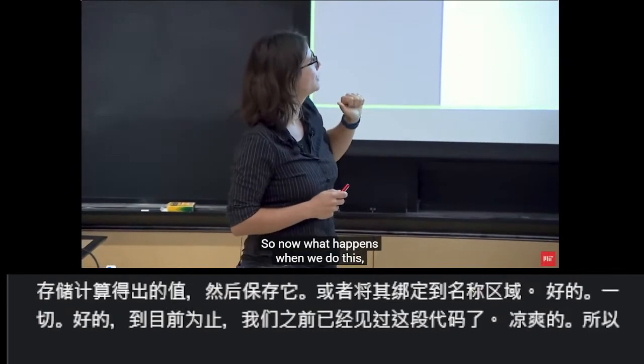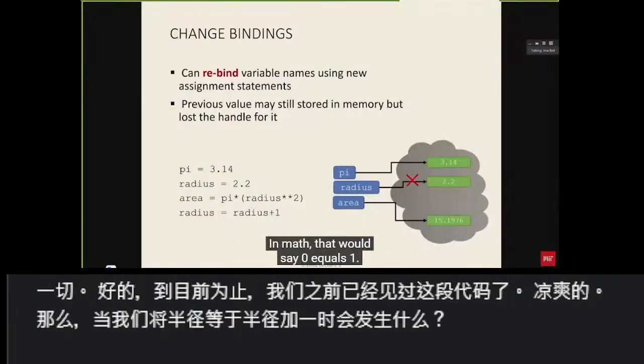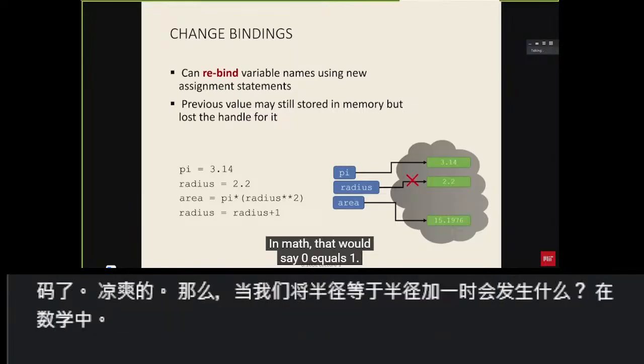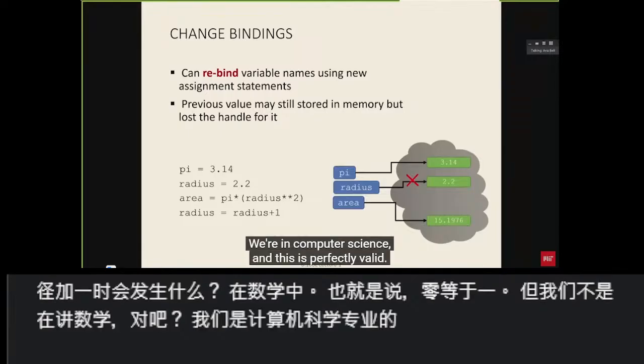So now what happens when we do this? Radius equals radius plus 1. In math, that would say 0 equals 1. But we're not in math here, right? We're in computer science, and this is perfectly valid.